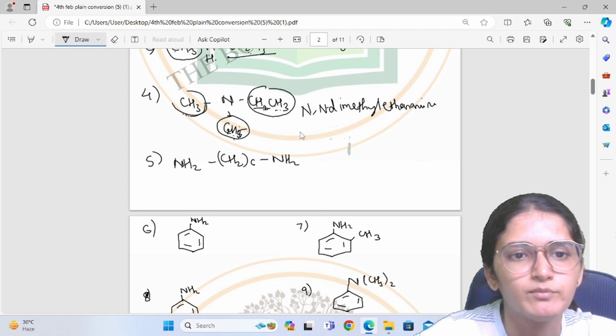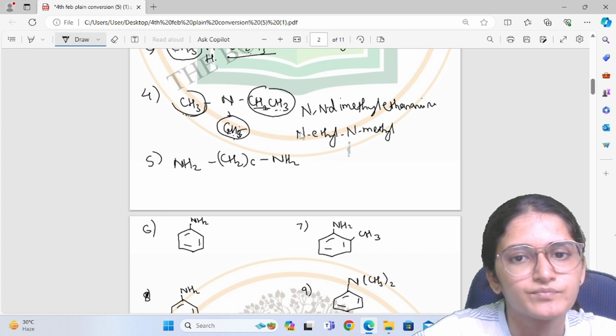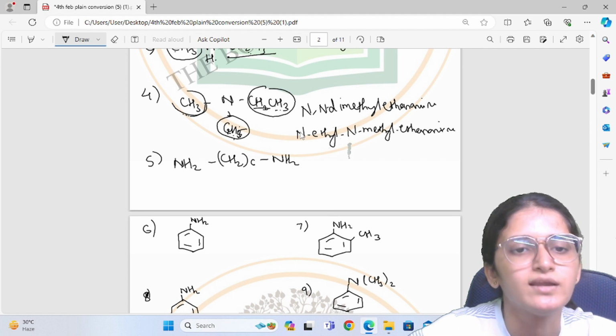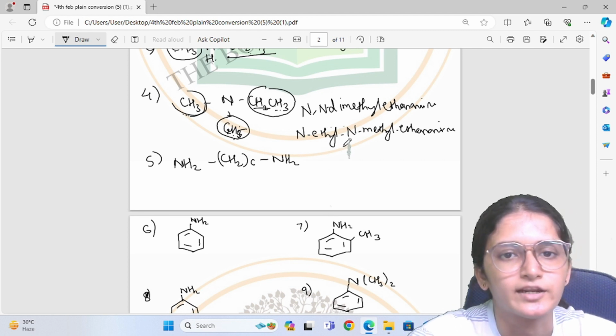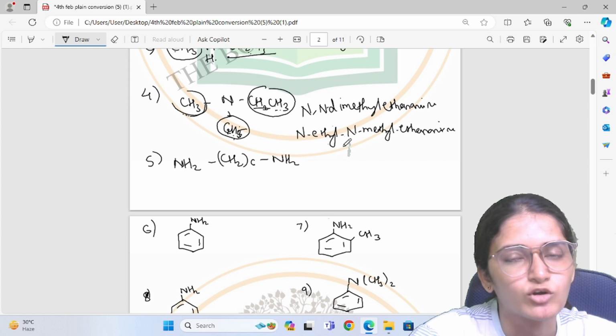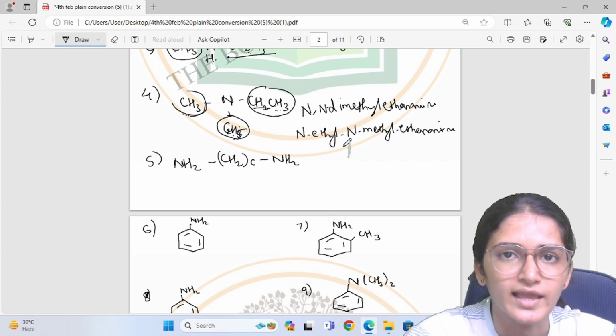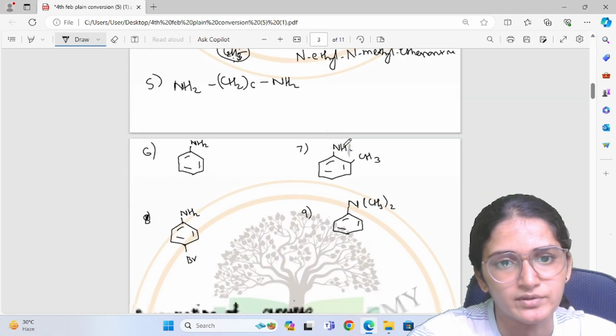You have to see the alphabetical order first. So E comes first, so you write N-ethyl, then M comes, so N-ethyl, N-methyl, and then ethanamine, because ethane is our main chain. If you have the same group, then you have to write N,N-dimethyl. It is the same as we used to write in our previous organic chapters.